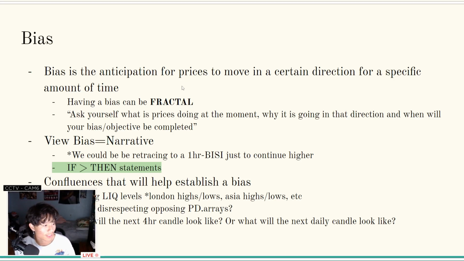So, what is bias? Bias is the anticipation for prices to move in a certain direction for a specific amount of time. So you can have a daily bias, a 4 hour bias, and even like a 15-minute bias. Like, what is this 15-minute candle going to do? So having a bias can be fractal, like as I just stated, it could be a daily bias, a 4 hour bias, a 1 hour bias, and a 15-minute bias, or like a session bias.